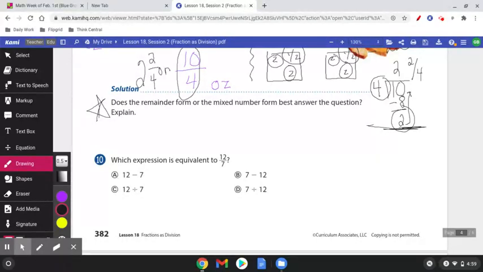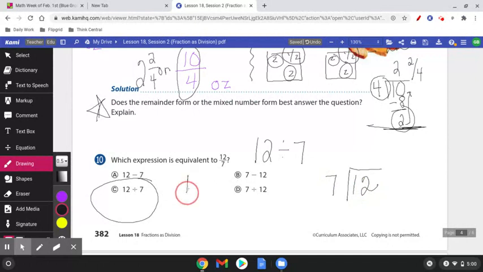So answer that question. And then the final question on this page is, which expression is equivalent to 12 divided by 7? Well, that's 12/7, and we just talked about fraction is division. So there it is. The numerator divided by the denominator can be written like that, can be written like this, and it can be written like a fraction. Ta-da! All those are the same thing.